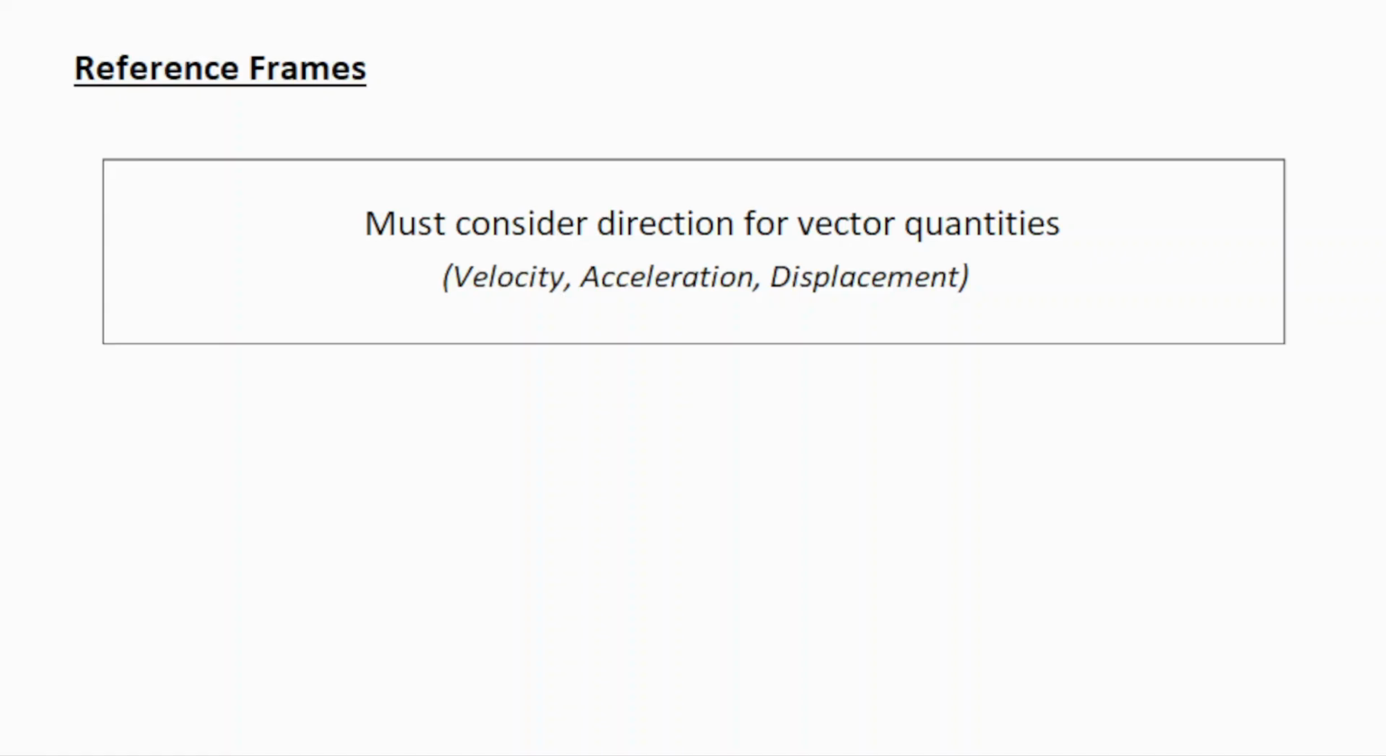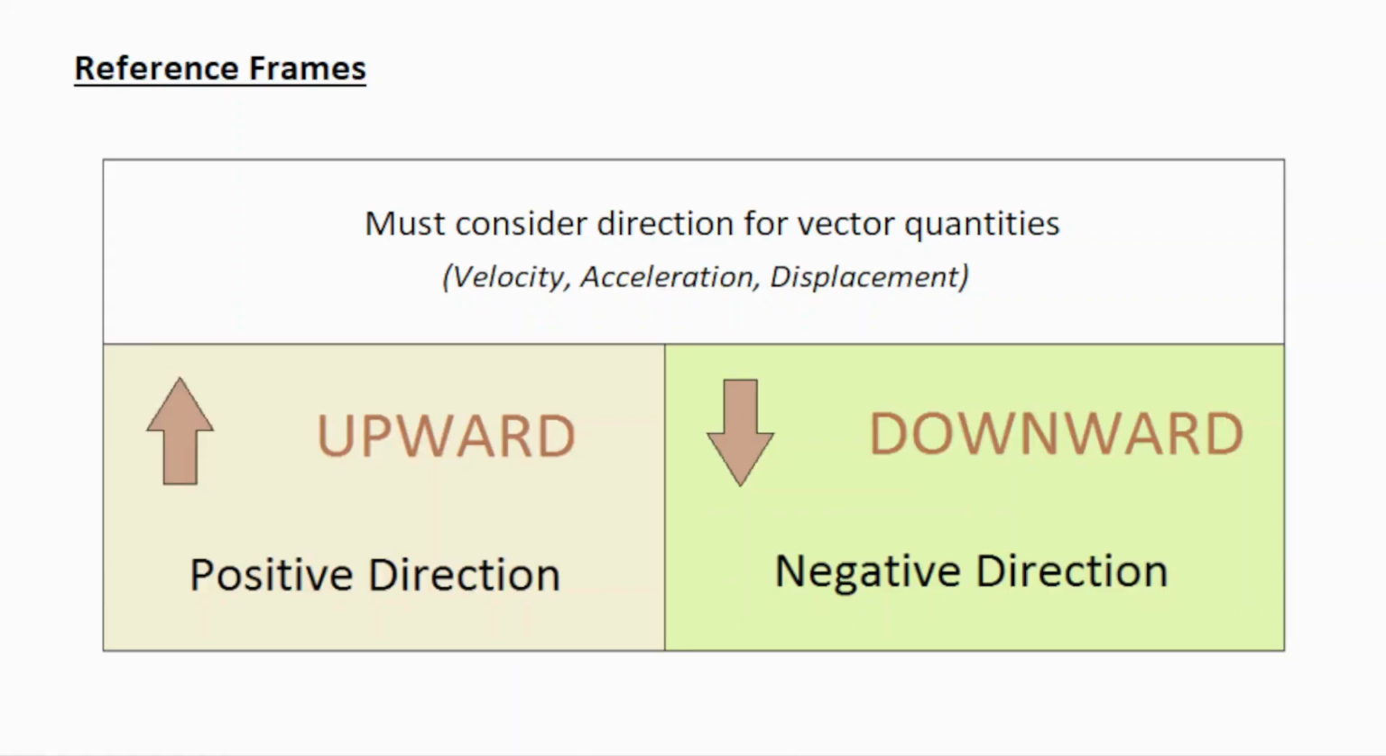Next, looking at reference frames, remember that some of the kinematic variables are considered vector quantities, meaning direction is important for them. For freely falling objects, we are often analyzing their velocity, acceleration, and sometimes their displacement. Freely falling objects move only in the vertical plane, so the directions are upward and downward, and I think which is positive and which is negative in most cases will be what you expect. Let's set upward as the likely positive direction and downward as the likely negative direction.